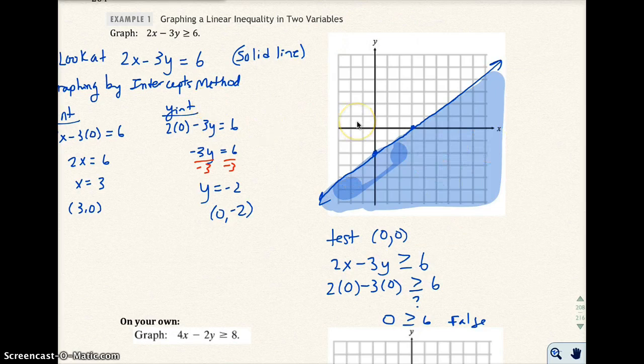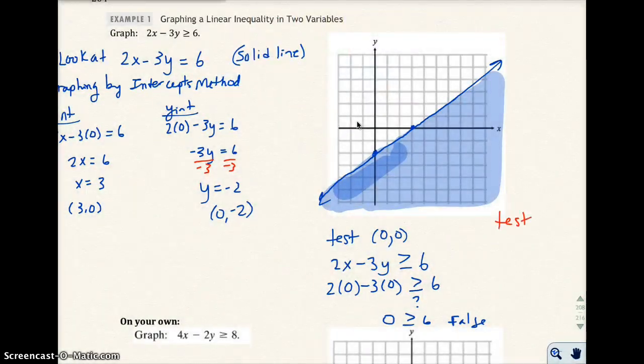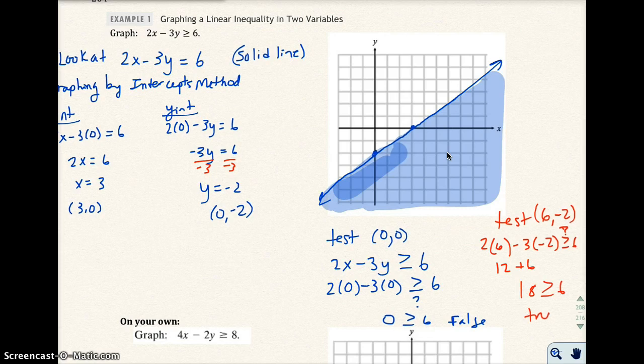So let's say if I really want to test another one, you don't have to. Let's say I want to test a point 1, 2, 3, 4, 5, 6, -2 will be right there, right? The 6, -2. It should work. So 2 times 6 minus 3 times -2, is that greater than or equal to 6? And I get 12 plus 6, which is 18. 18 greater than or equal to 6, that's true. So any point that you pick in this region will work.